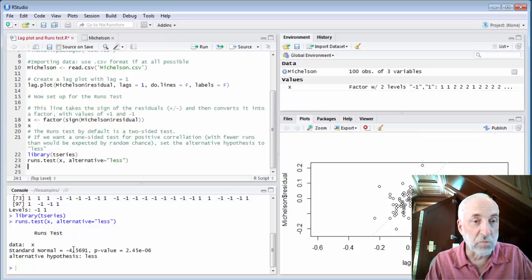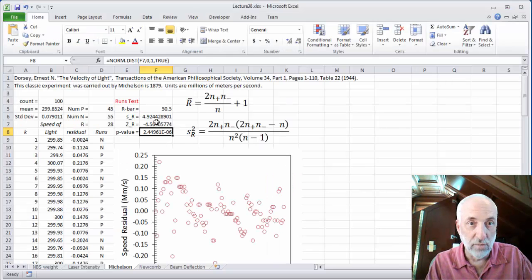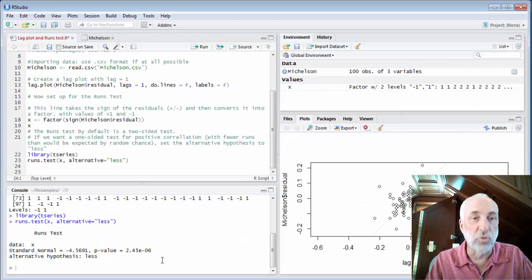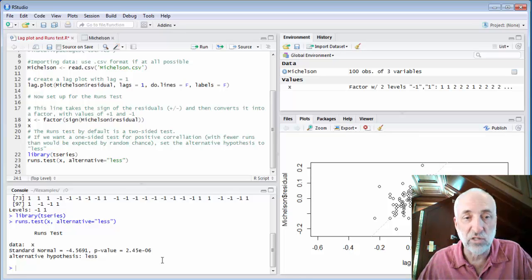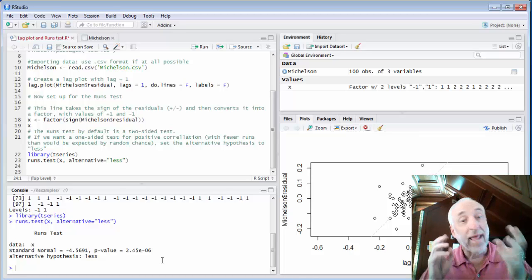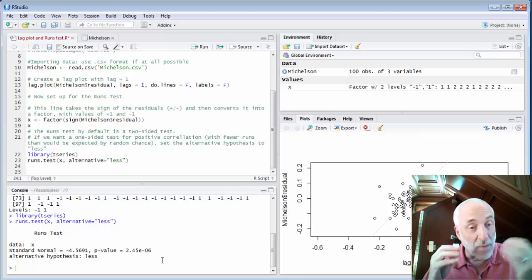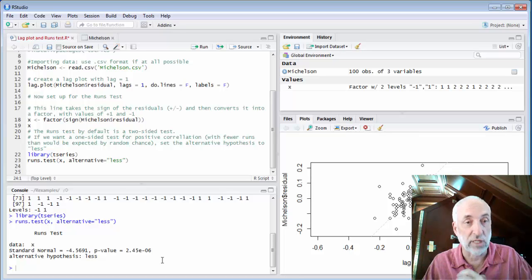The standard normal variable is minus 4.5691. I'll go back to Excel real quick. Minus 4.5691. See? Same value. So it performed the exact same calculation that we saw here in Excel. The p-value, 2.45 times 10 to the minus 6, the same as we had before. And this is based on a one-tailed test, not a two-tailed test. I'm only testing for positive correlation here.